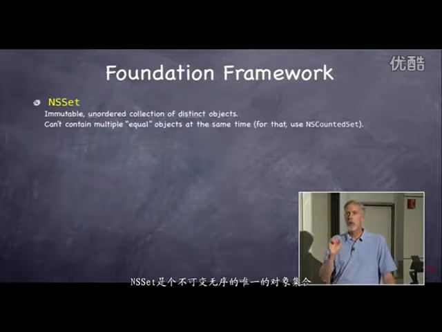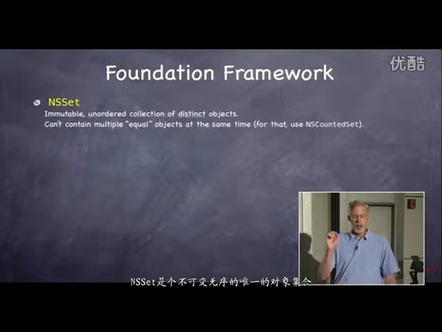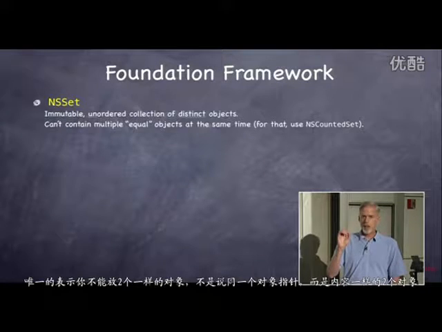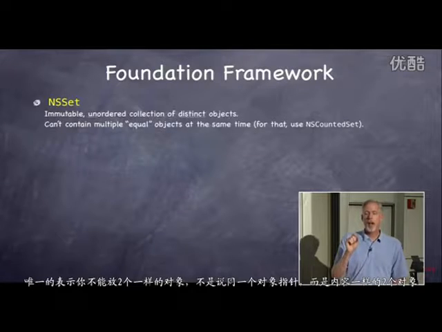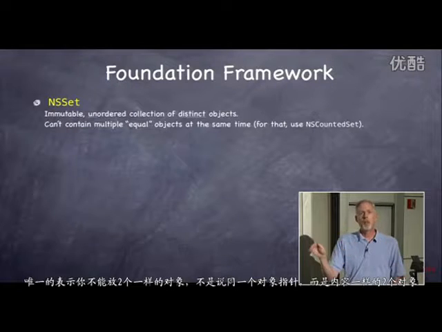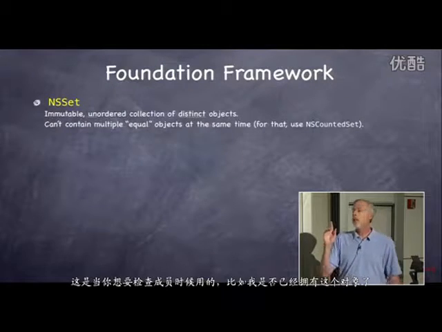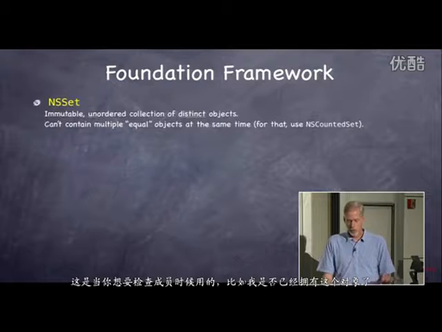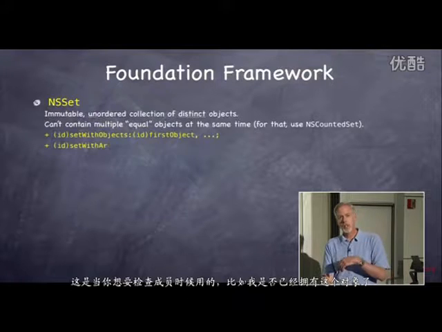So all those words matter, okay? It's unordered. There's no object at index like an array, okay? It's immutable, just like arrays and strings, and it's distinct. You cannot put the same object in twice, not just the object with the same pointer, the same object that is equal to an object that's already in the collection. So this is the thing you want to use if you want to check for membership. If you want to see, do I already have this object, for example? You put it in the set, and you can check to see if something's in the set.